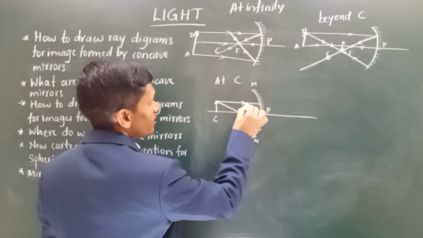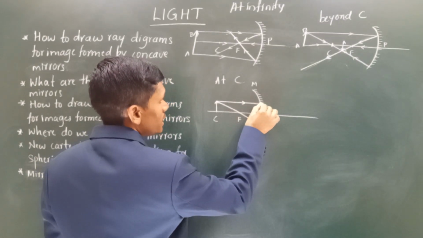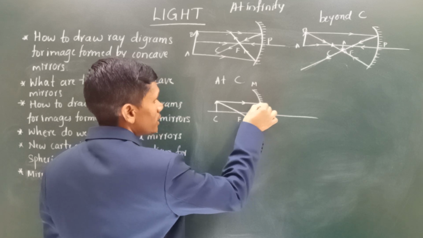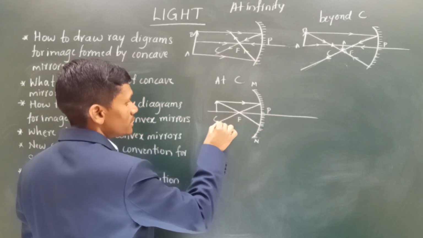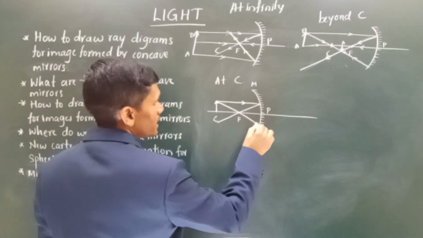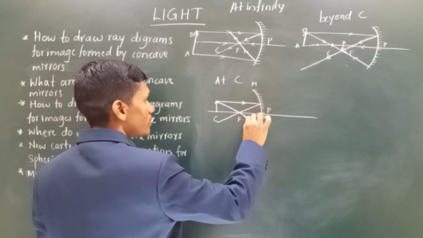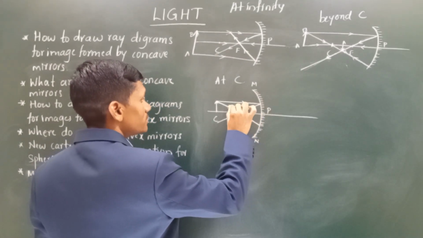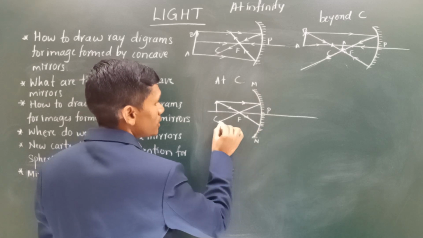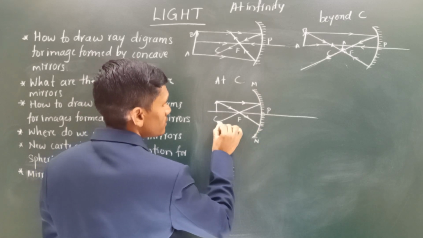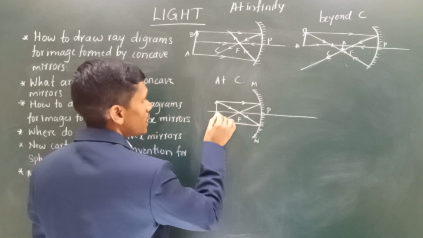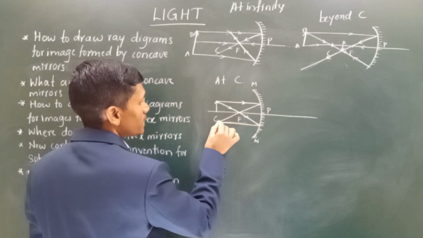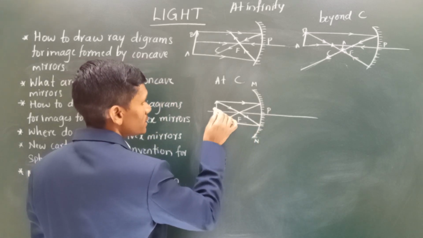Now after reflection, this ray passes through the principal focus according to the rules we have already studied in the previous class, right? And this ray which is passing through the principal focus, after reflection it should emerge parallel to the principal axis. If it emerges parallel to the principal axis, you can just observe where we are getting this image.